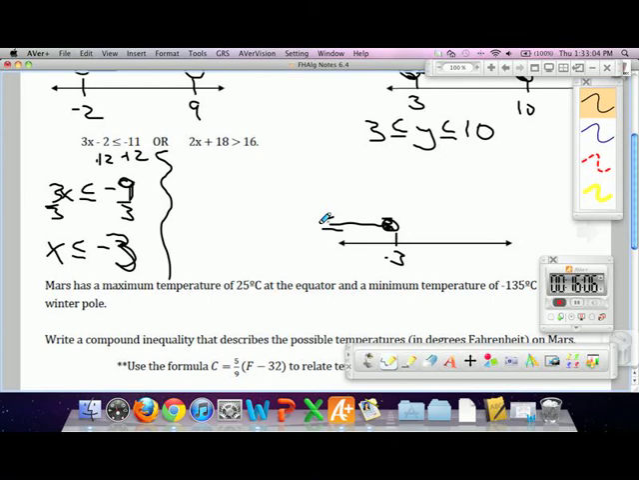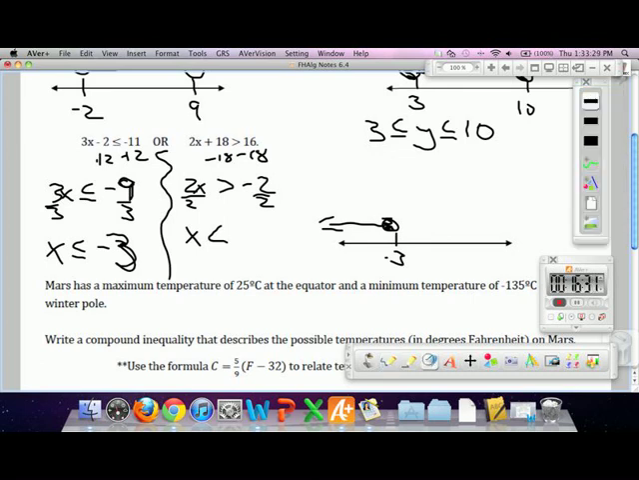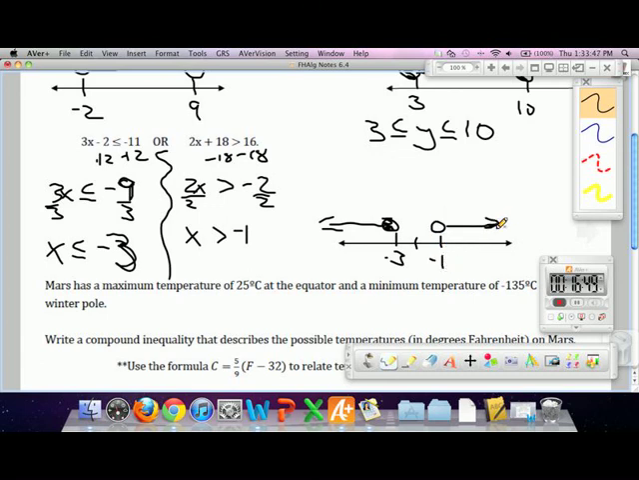So I'll solve this one. Subtract 18. Maybe that's a bad idea. Oh, not bad. 2x is greater than or equal to 16 minus 18. It's negative 2. So I divide by 2. X is bigger than negative 2 divided by 2, which is negative 1. So I'll graph on the same number line, x is bigger than or equal to negative 1.